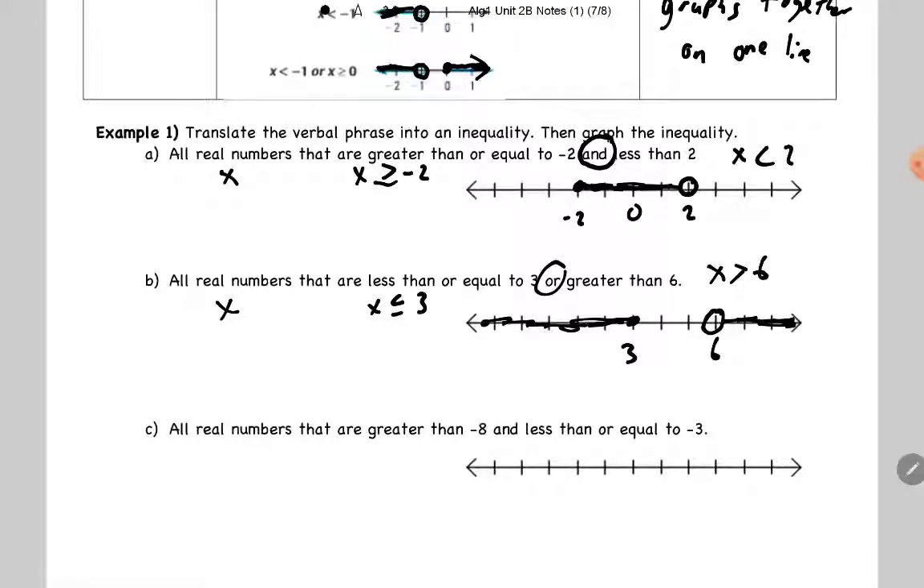All real numbers x. So x is greater than -8 and x is less than or equal to -3. So "and" means where they overlap. So we have -8 here, -7, -6, -5, -4, -3 there. We have an open dot here, a closed dot there, and shade in between.